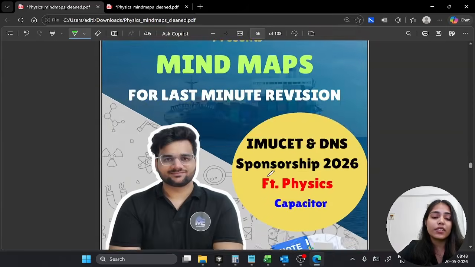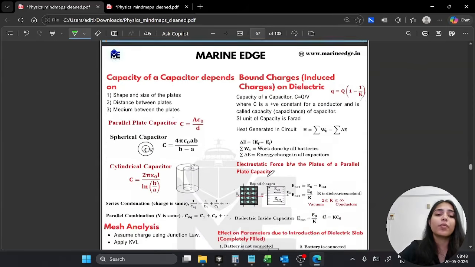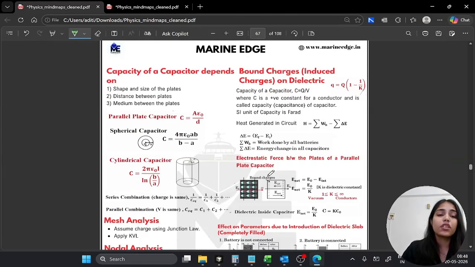Next, we have the capacitor. So, when we talk about a capacitor, what is a capacitor? It is just two parallel plates that are having charge, equal and oppositely charged. If this side is positively charged, having 5 coulombs, this side will be negatively charged, having 5 coulombs.